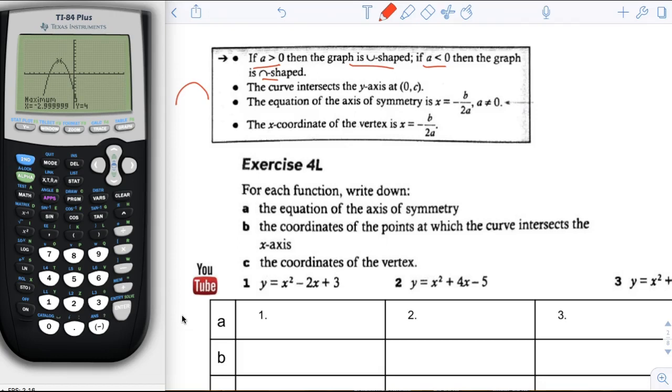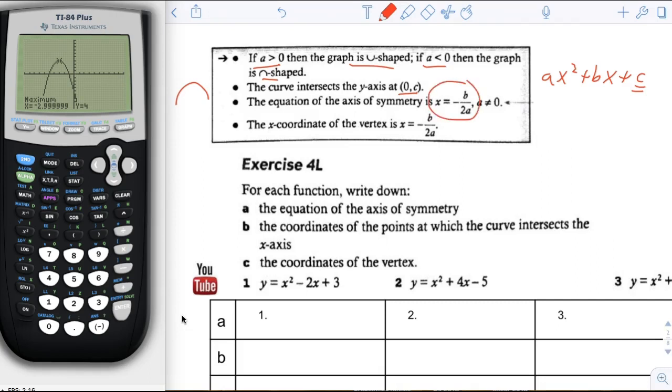The curve intersects the y-axis at (0, c). We discovered that, right? And when they say c here, they're talking about standard form, ax squared plus bx plus c. This c here is the y-intercept. The equation of the axis of symmetry is x equals negative b over 2a.